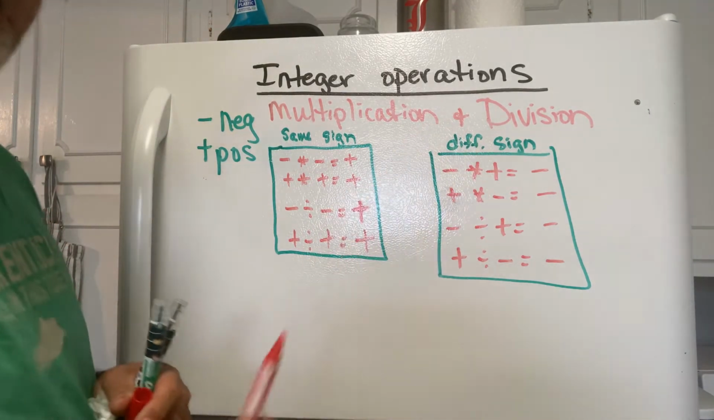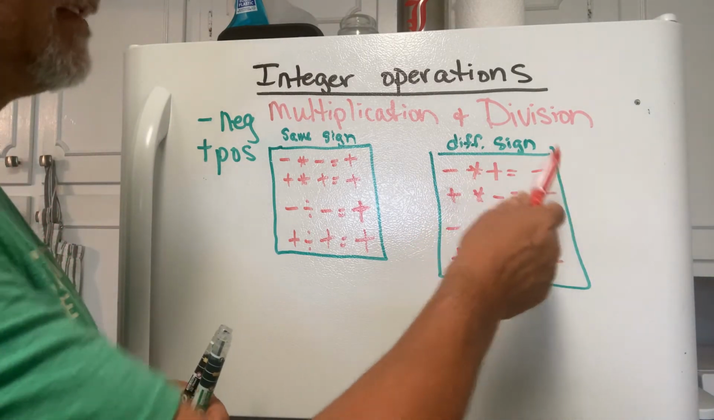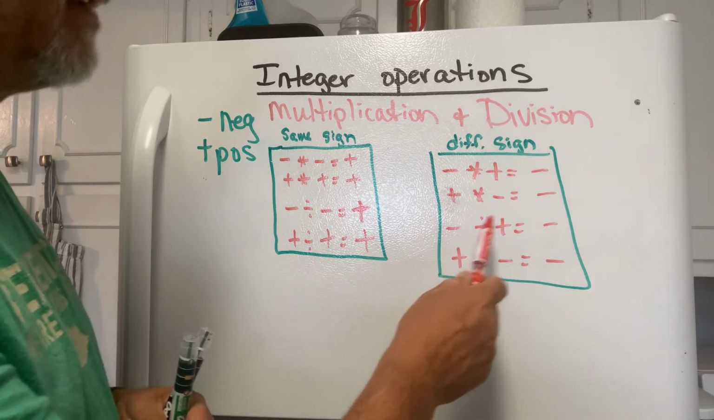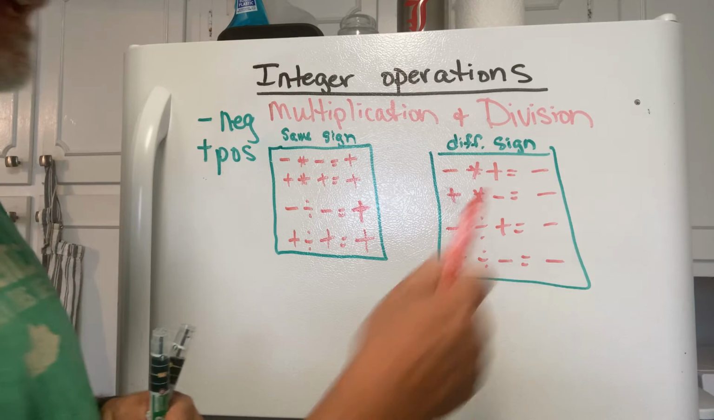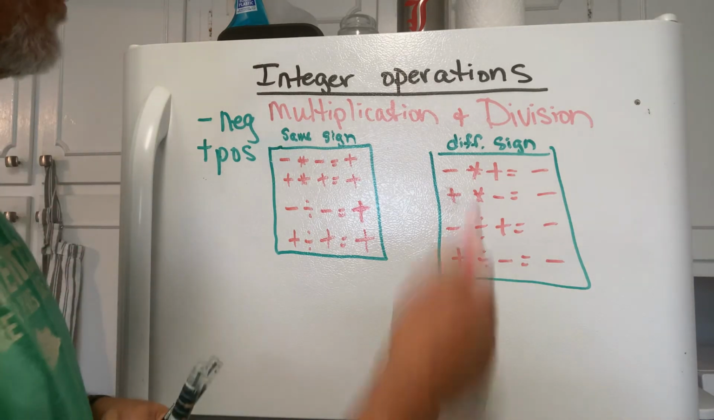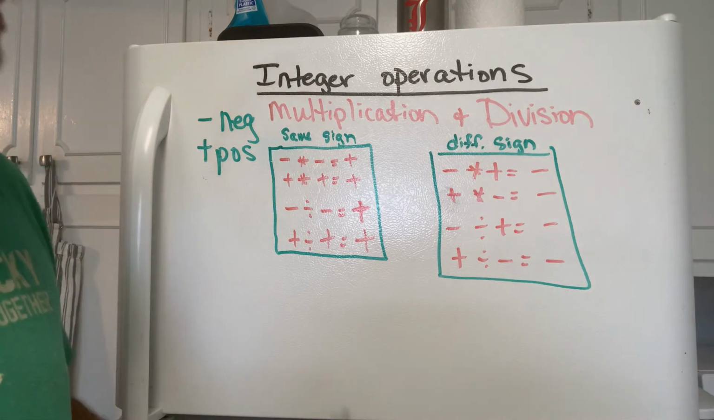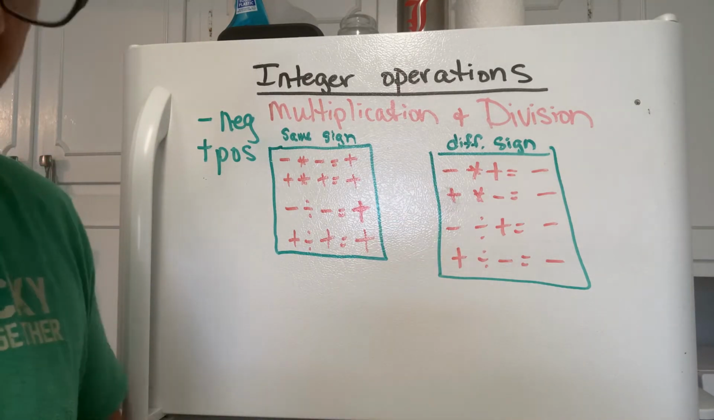Now, if your signs are different, if you have a negative times a positive, it's negative. Positive times negative is a negative. Negative divided by a positive is always negative, and positive divided by a negative is always negative. So if your signs are different, your answer, or your quotient, will always be negative.